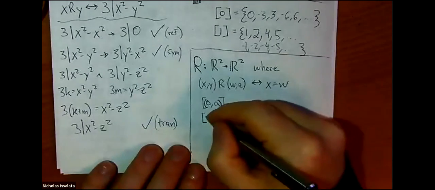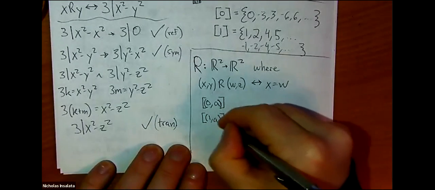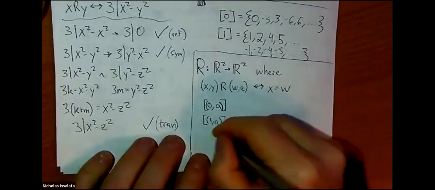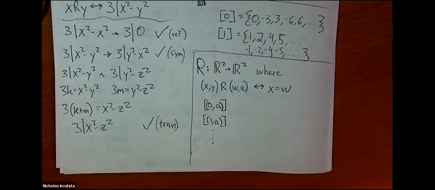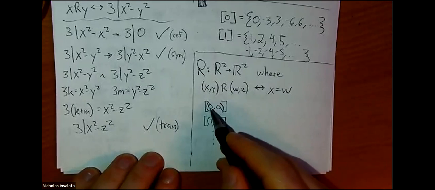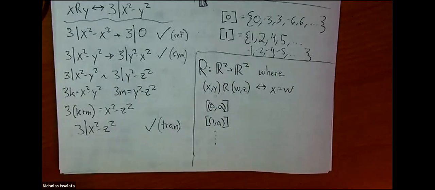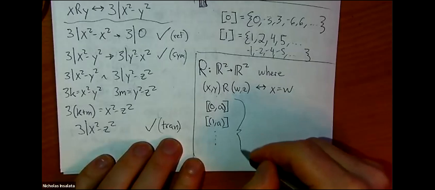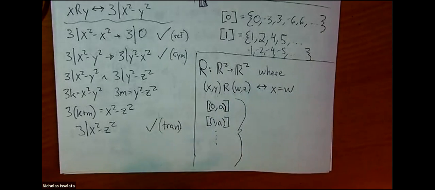Yeah, 1a, right? The point 1 comma a is another equivalence class, and there are lots of these, right? In fact, an infinite number of them, because you could pick for your first coordinate any real number that you want, and there's an infinite amount of those, right? So altogether, these are all the equivalence classes of R2, pardon me.